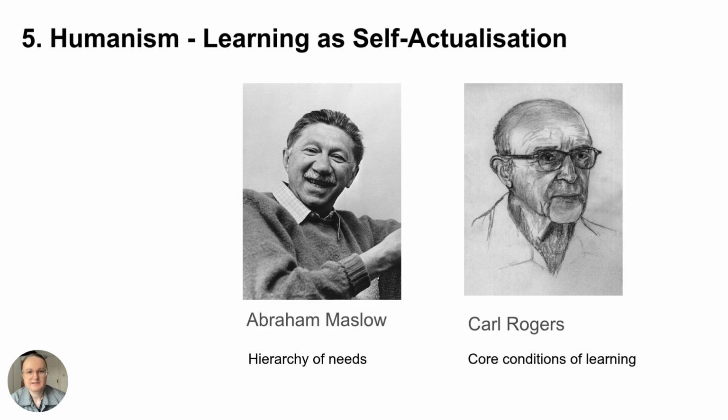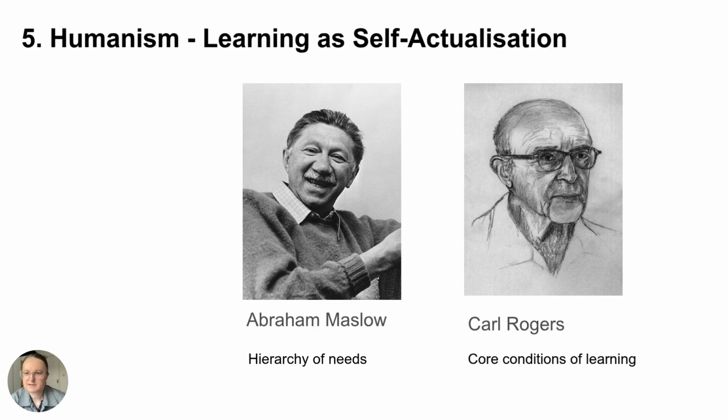Humanism, learning as self actualization. Humanism places the whole person, their emotions, autonomy, and values at the center of learning, viewing it as a deeply personal journey towards self actualization. Abraham Maslow's hierarchy of needs reminds us that anxiety, hunger, or low self worth block education. Effective learning cannot happen until our survival, safety, and belonging needs are met.